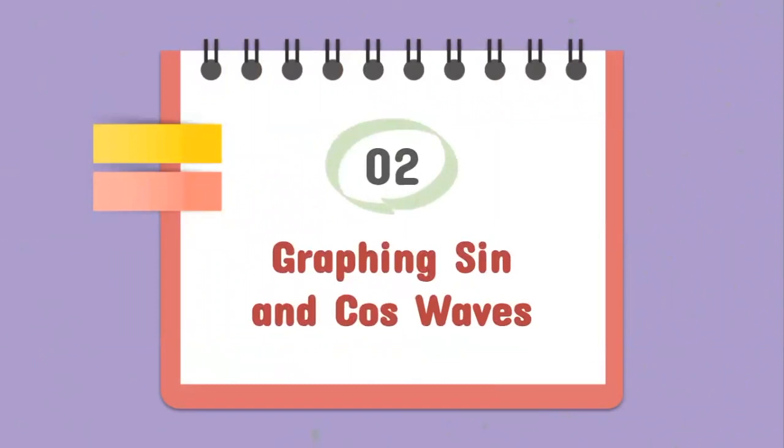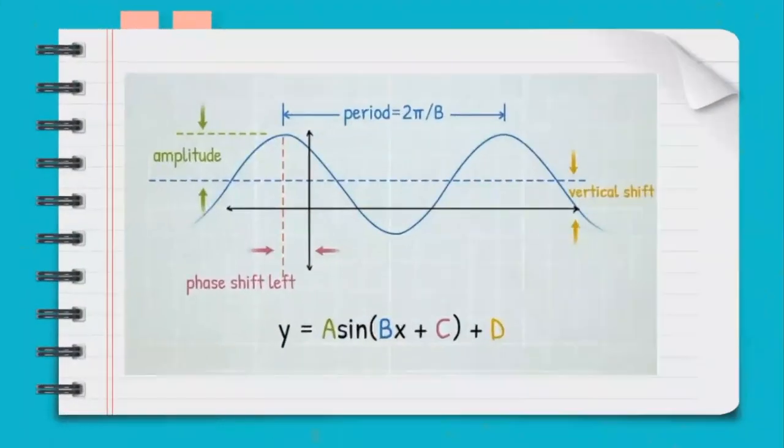The second thing on the agenda is graphing sine and cosine waves. So here's the representation of how A, B, C, and D affect the waves: the amplitude, the phase shift, the vertical shift, and the frequency. This is self-explanatory, so I'll just move on to the next thing.